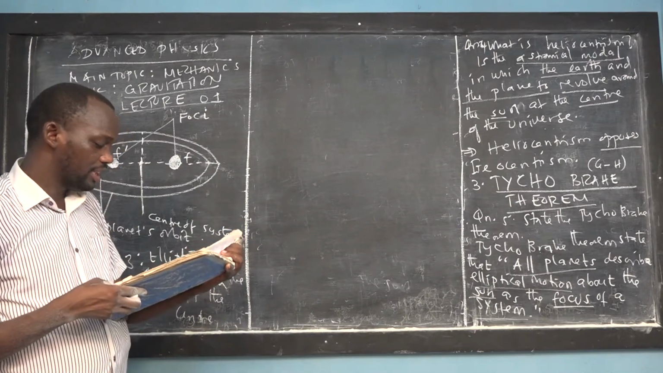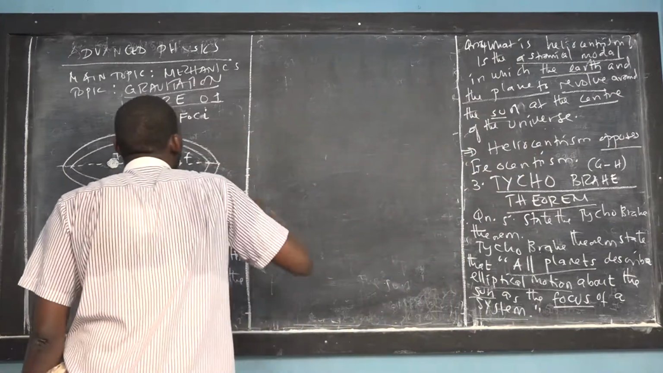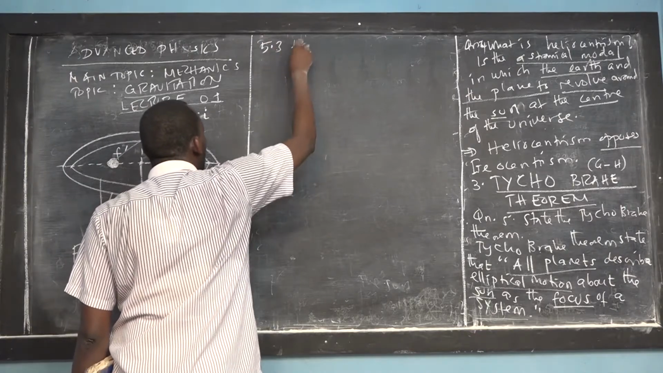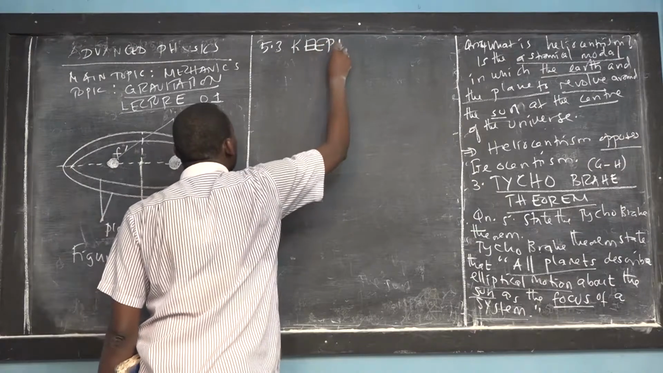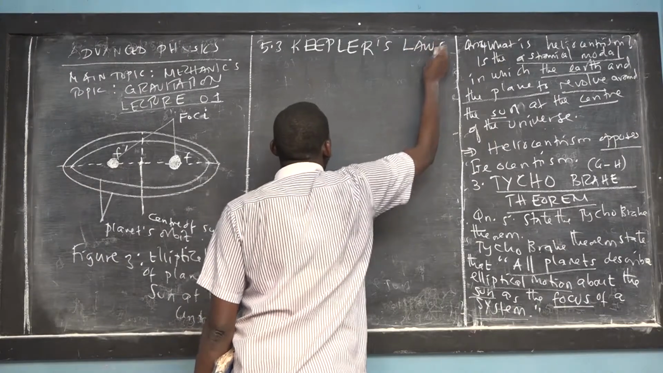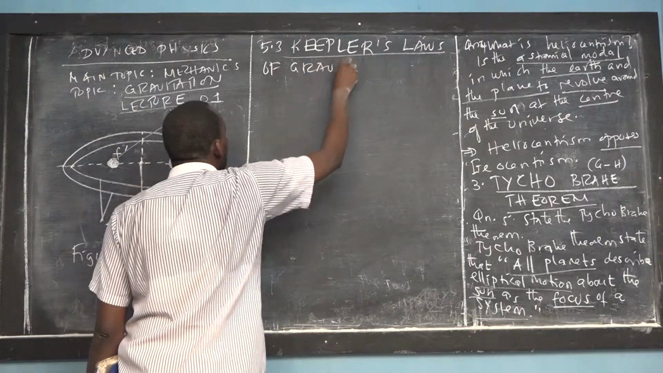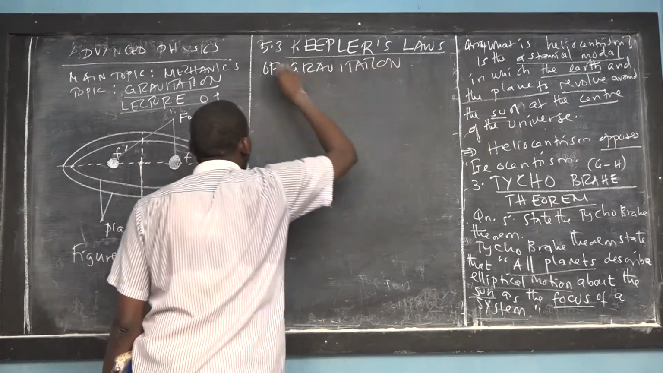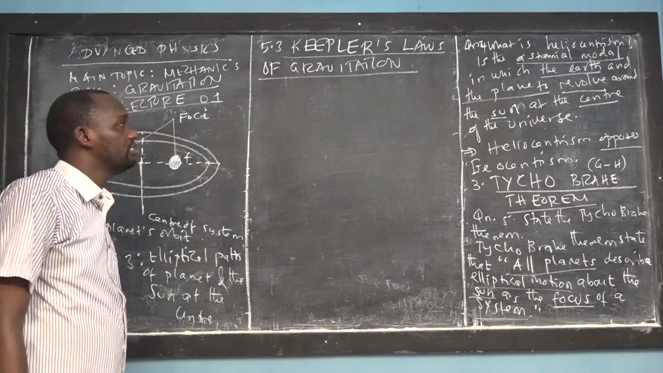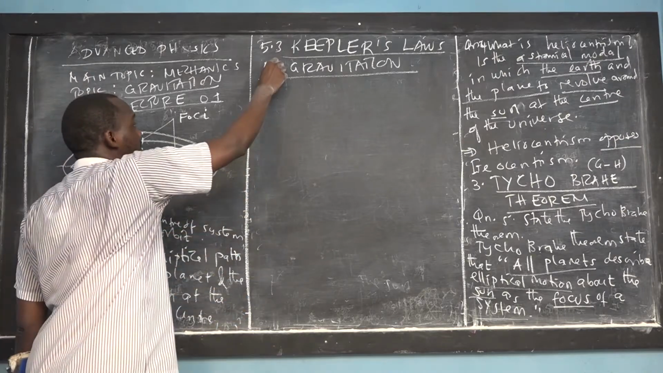Yeah, physics is beautiful. So now, let me take you to the third concept, when we are going to learn about Kepler's laws of gravitation. So this I call 5.3, the concept known as Kepler's laws. Even if you forget everything that I taught you today, remember this terminology known as Kepler's laws of gravitation.